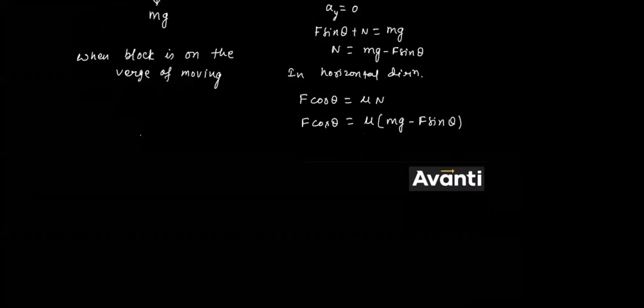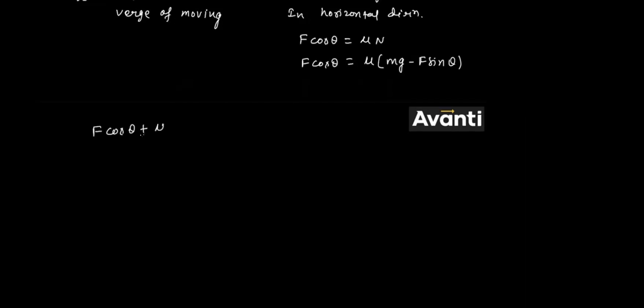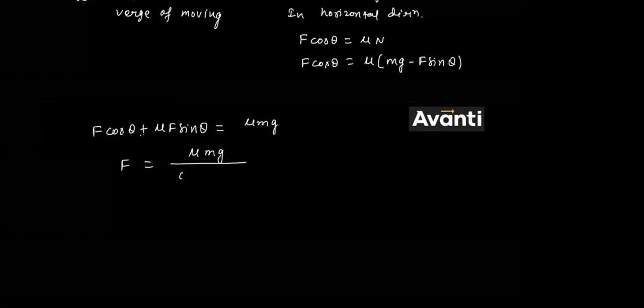Now try to get the value of F from here. If you try to get the value of F from here, you'll get F cos theta plus mu F sin theta equal to mu mg. So you'll get F is equal to mu mg divided by cos theta plus mu sin theta. So this is the value of F that we are going to get.